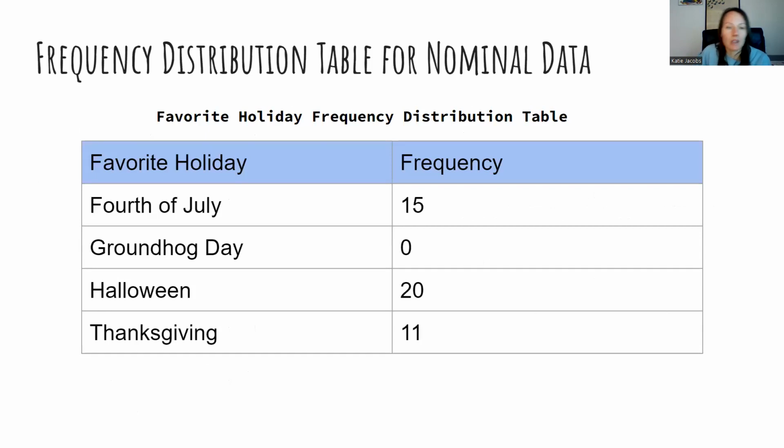So if we look here, I made an example of an ungrouped frequency distribution table for nominal data. We'll see at the top, I have a name, favorite holiday frequency distribution table. In the left column, I have favorite holiday, which is what the variable name was for it. The right column is frequency. We see that we have the holidays listed in alphabetical order, which is logical for this. And then we wrote the frequency, and even if nobody selected one of the holidays, we still wrote that it had a frequency of 0 because it was one of the options that we asked our participants.